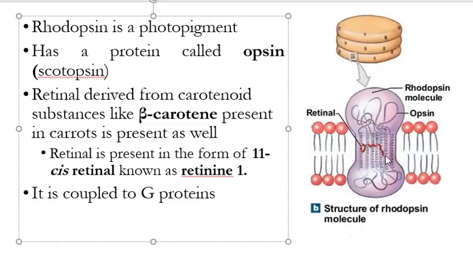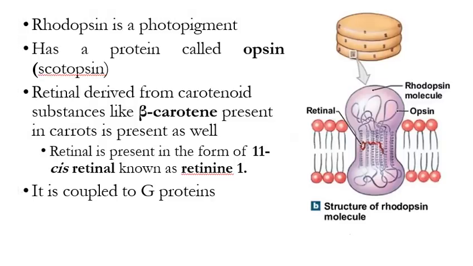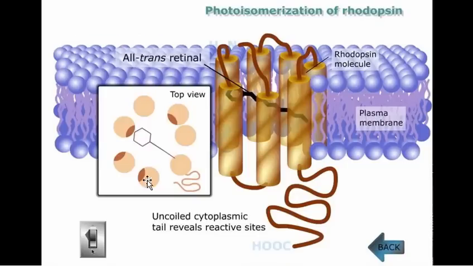Now, the retinal is derived from carotenoid substances, as I said earlier, and this is in the form of 11-cis, so it's known as retinene 1, and retinene 1 is coupled, or this entire structure is coupled, to G proteins. Another view of this that I can give you is the following.